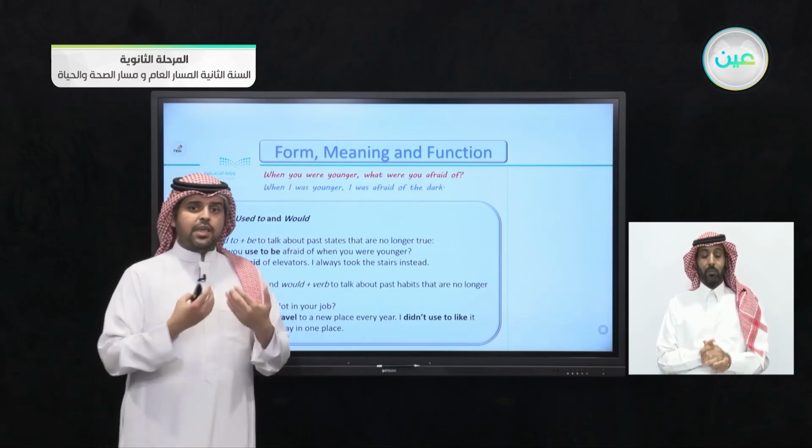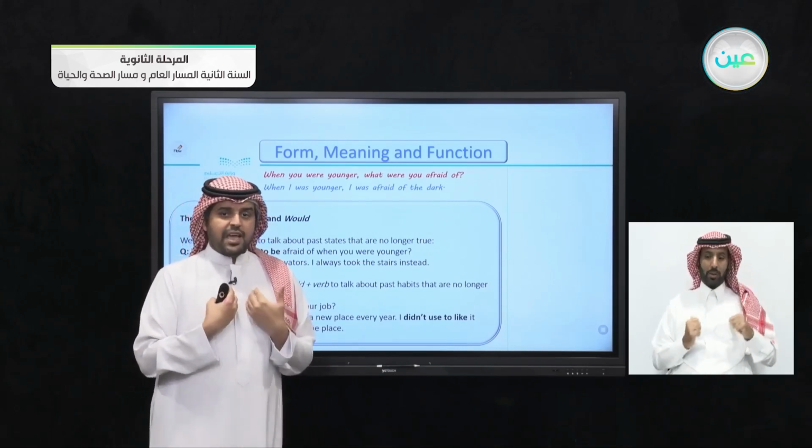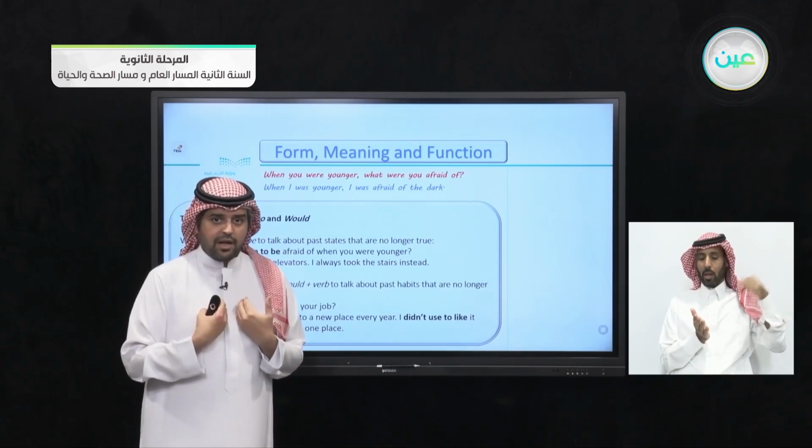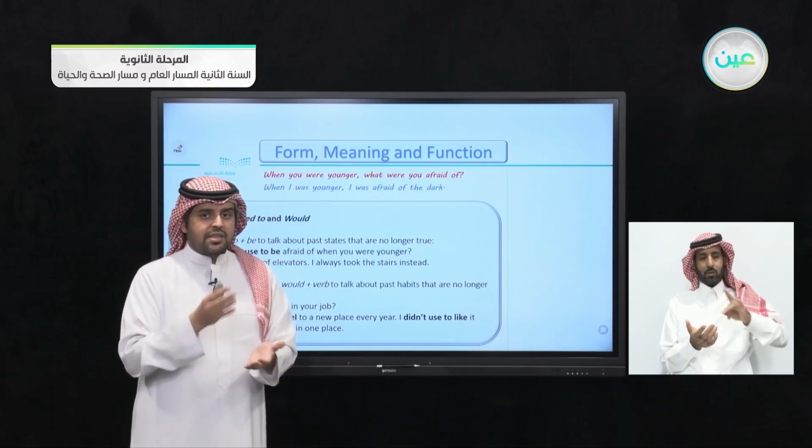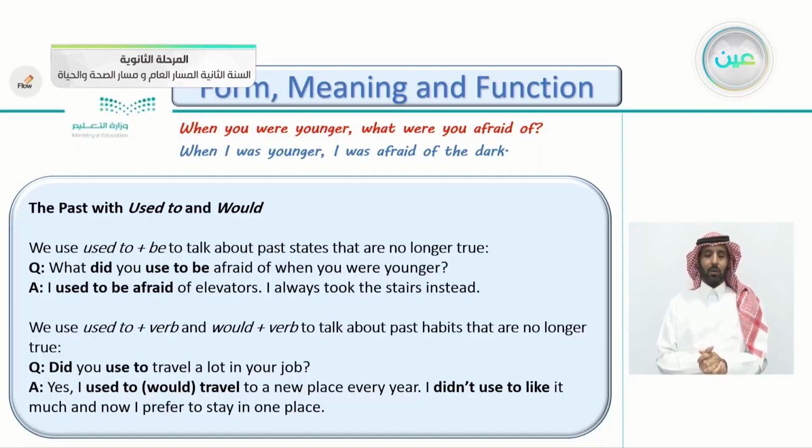For example, I used to be a student. When I say I used to be a student, it means now I'm a teacher. So you use used to and be to talk about past states, things that are going on with you, not an action. For example, what did you used to be afraid of when you were younger? So this is the question form of using used to be. What did, of course, you're talking about the past here.